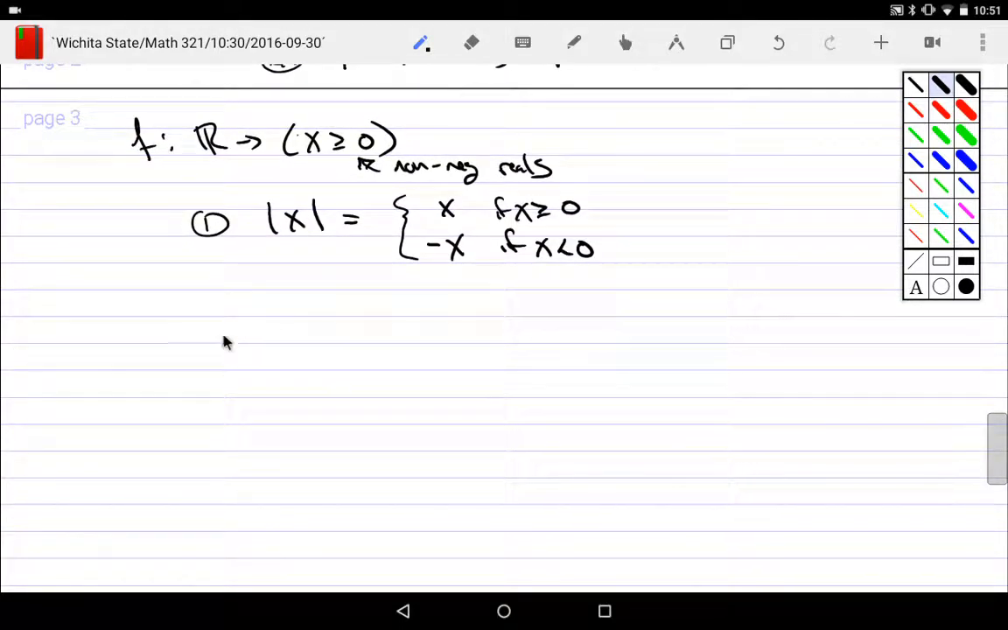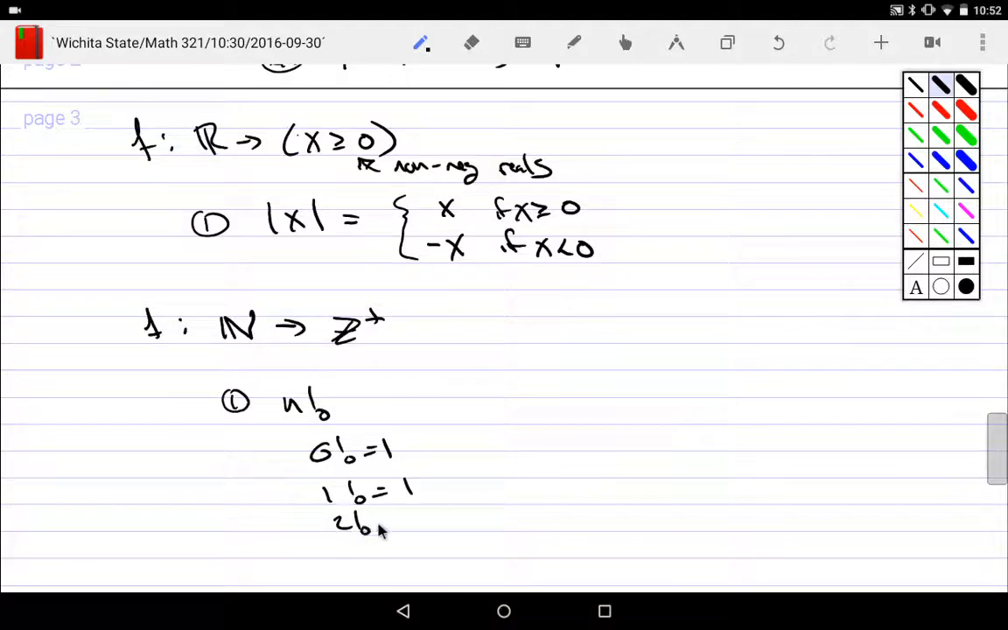All right, other ones to know. Things that go from the natural numbers to the positive integers. And factorial. What's 0 factorial? It's 1. What's 1 factorial? 1. What's 2 factorial? What is 3 factorial?